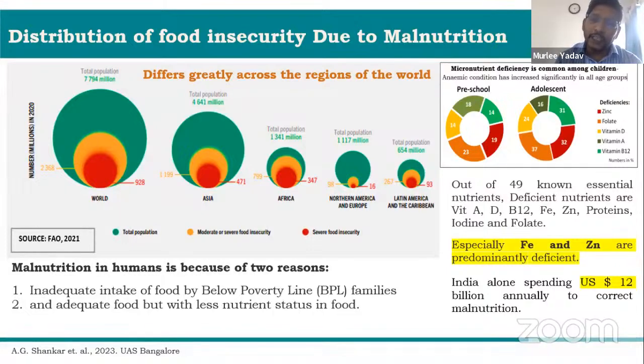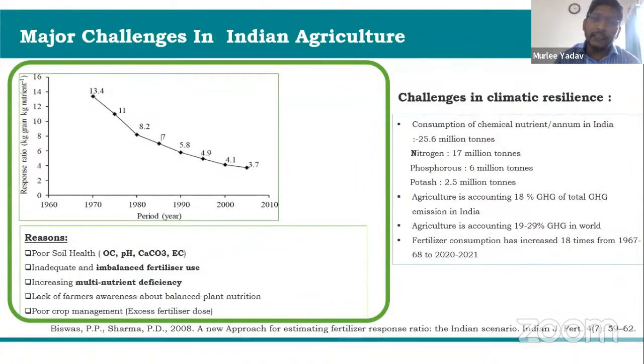Due to that reason, the population is suffering from so many diseases. A large percentage of the population is suffering from vitamin problems. If you talk about iron deficiency, there is a population suffering from iron deficiency, zinc deficiency, protein deficiency, iodine deficiency, folate deficiency. Why is it so? Because in soil, I will talk about this, why it is happening, why deficiency is happening, why the population is suffering from these vitamin and mineral deficiencies. What is the reason? So now you talk about the major challenges inside agriculture. Why is our productivity not increasing?